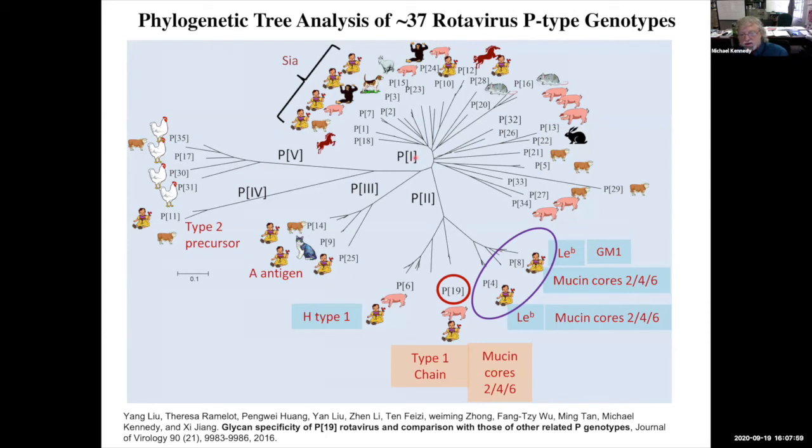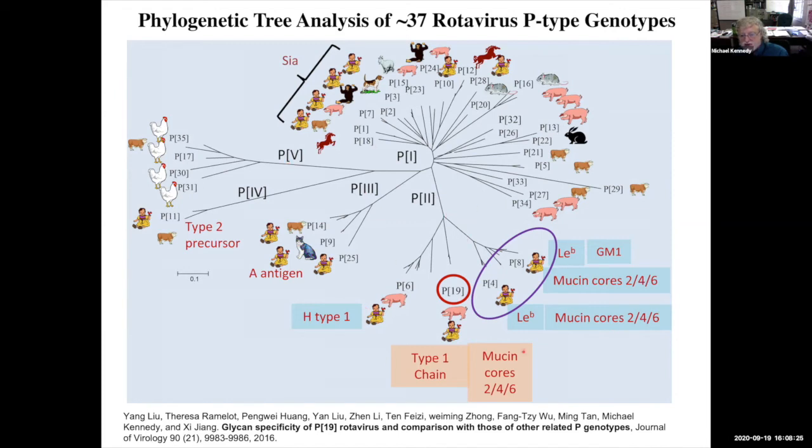And the result of that phylogenetic analysis allowed him to group the rotavirus genotypes into 5 genogroups. And so genogroup P1 here primarily infects animals. And then we have P2, P3, P4, and P5.